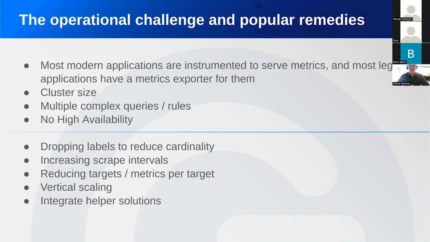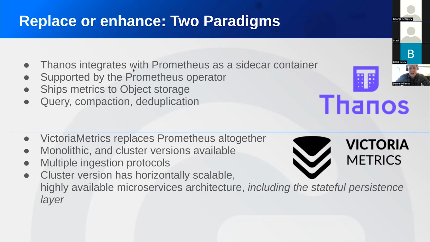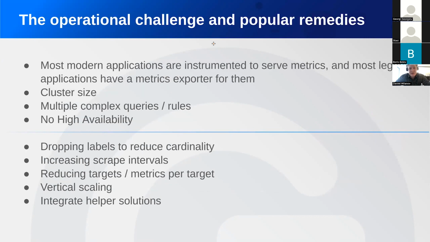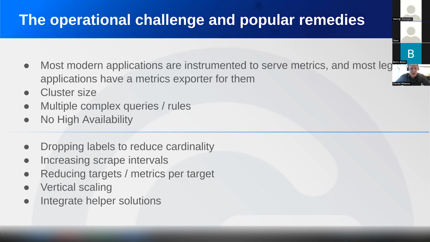One very common problem that we have experienced in different places is Prometheus size and bulk. So it's very easy for Prometheus to get huge. The reason for that being, like I mentioned earlier, that virtually every application exports Prometheus metrics. There are also exporters for many other applications.